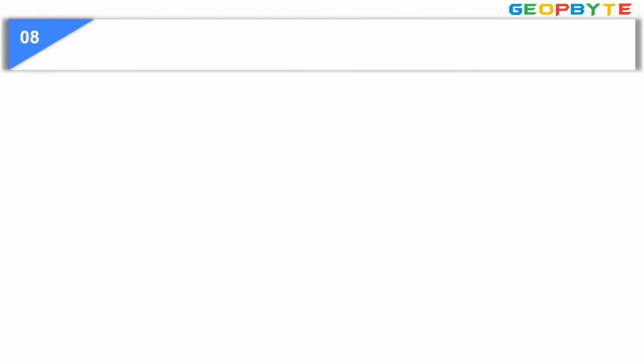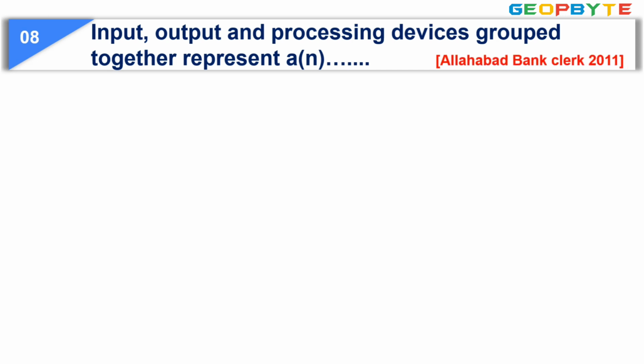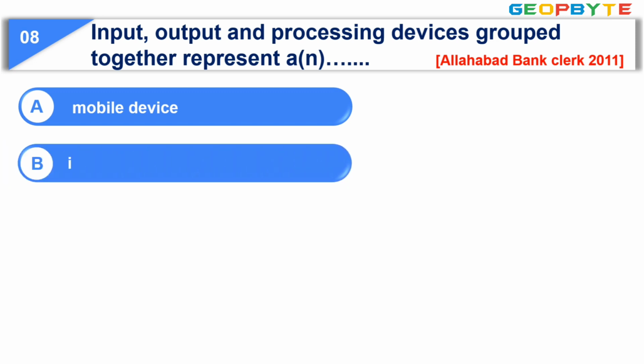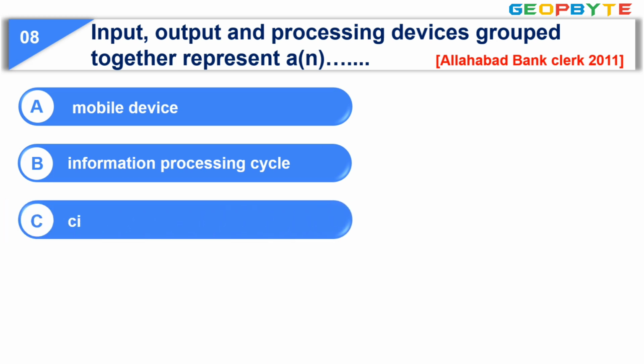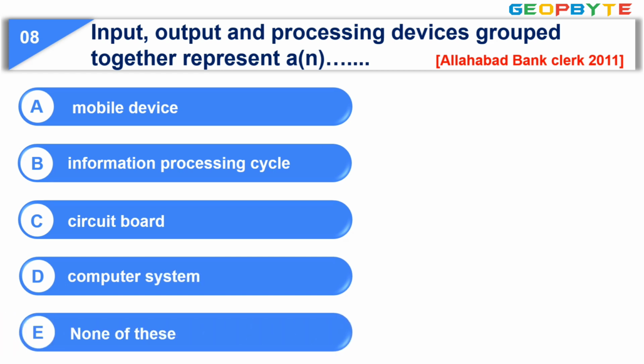Next, moving to question number 8. Input, output, and processing devices grouped together represent an: option A, mobile device; option B, information processing cycle; option C, circuit board; option D, computer system; option E, none of these. And the correct answer is option D, computer system.